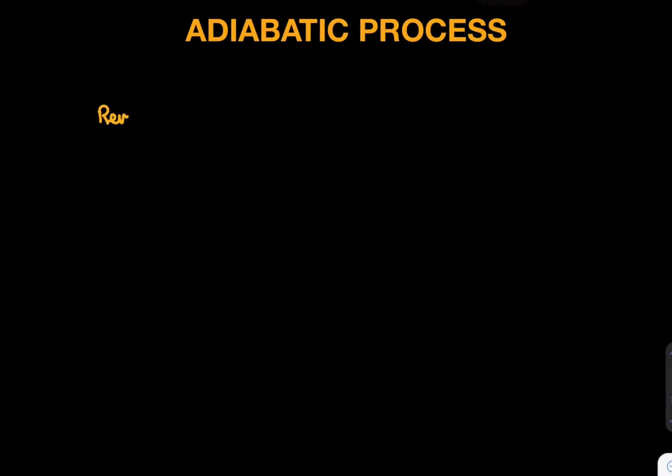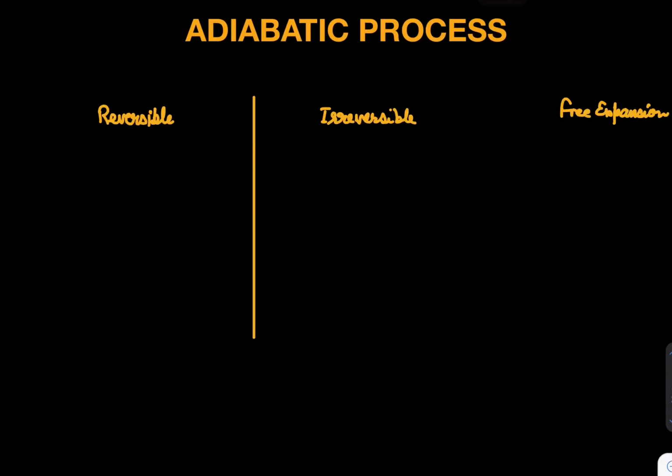There are three possibilities. The first one is reversible adiabatic, another could be irreversible adiabatic. Then there can be free expansion cases also under adiabatic. So what is the basic difference in all three cases? Let's understand this first: reversible, irreversible and free expansion. If we talk about reversible adiabatic, your approach will be slightly different.